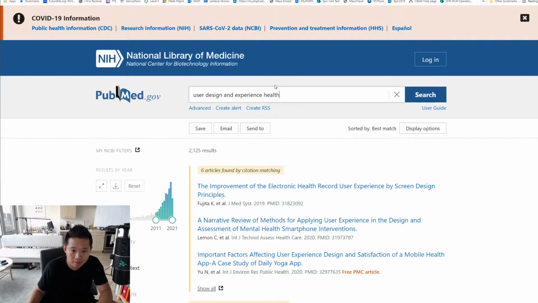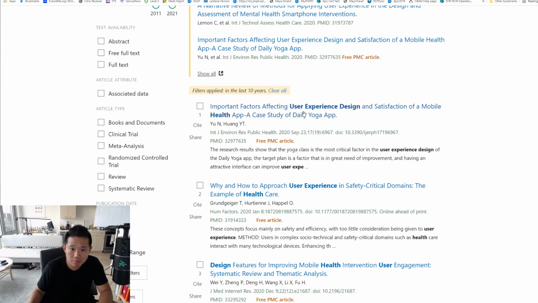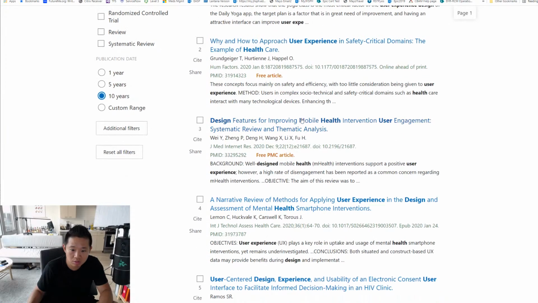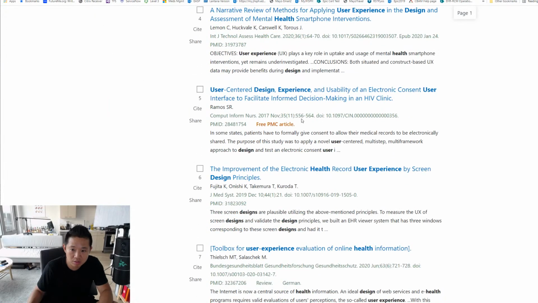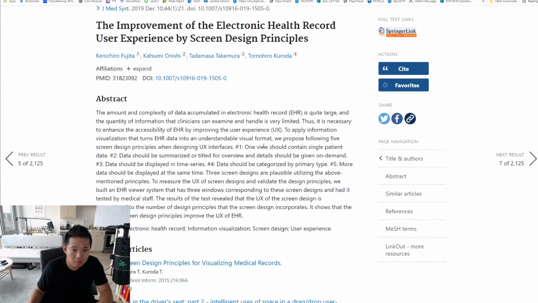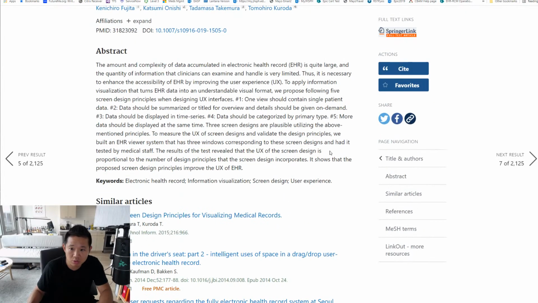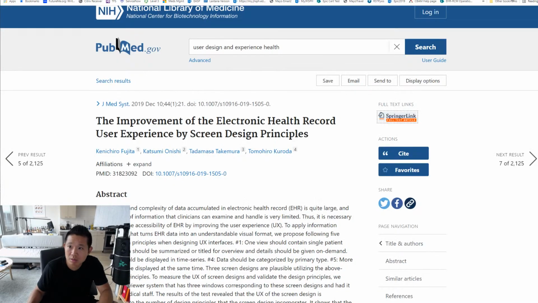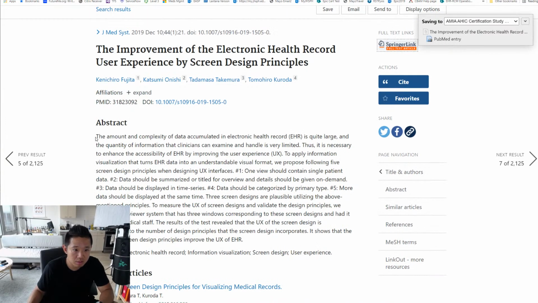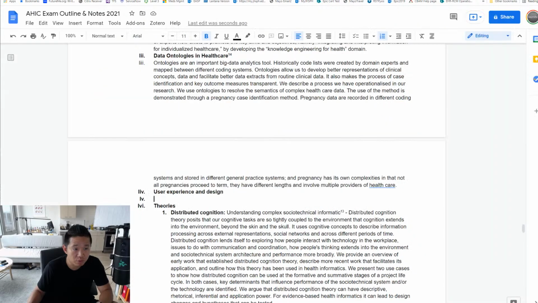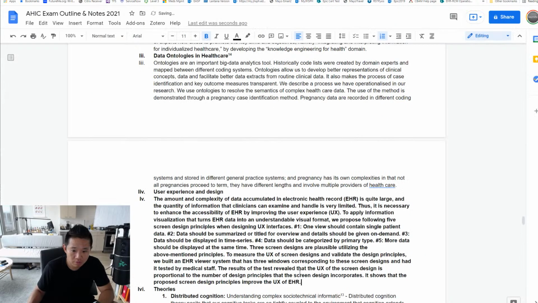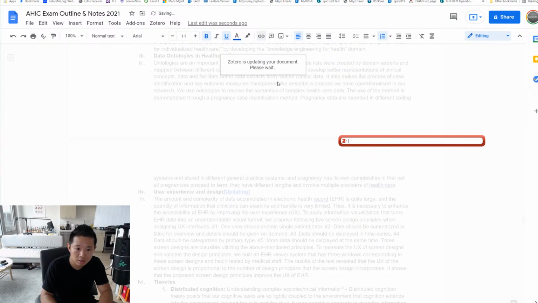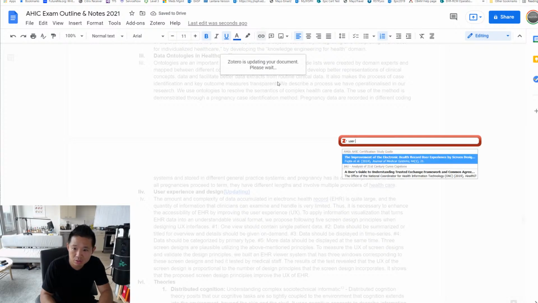Oops. Approach. There's so much of this. This is probably fine. We'll just go with this one. Damn it, it's behind a paywall. But this is fine enough. Just the general concept of what you need to know. Cool. Go ahead and cite. User experience. Cool.